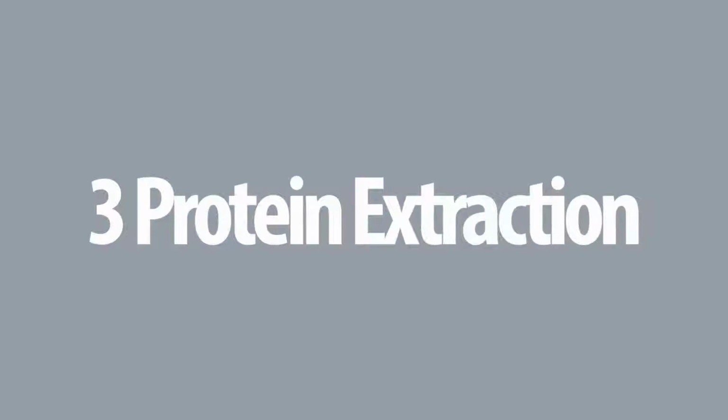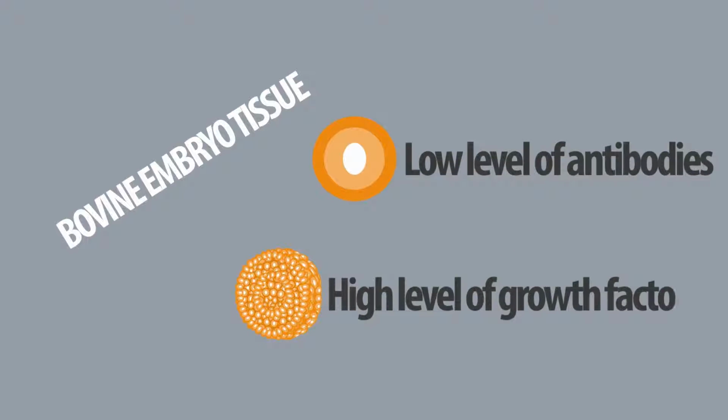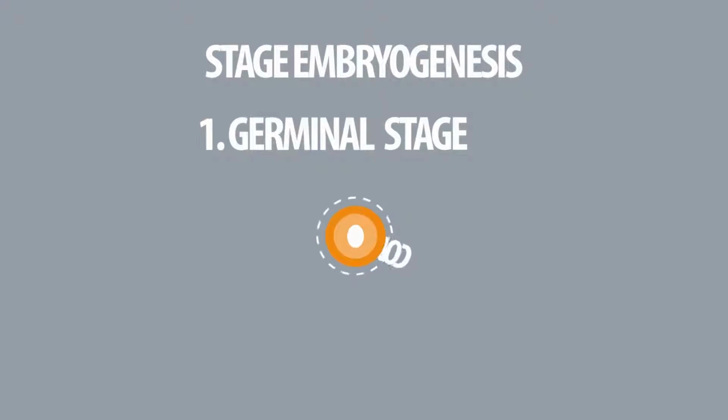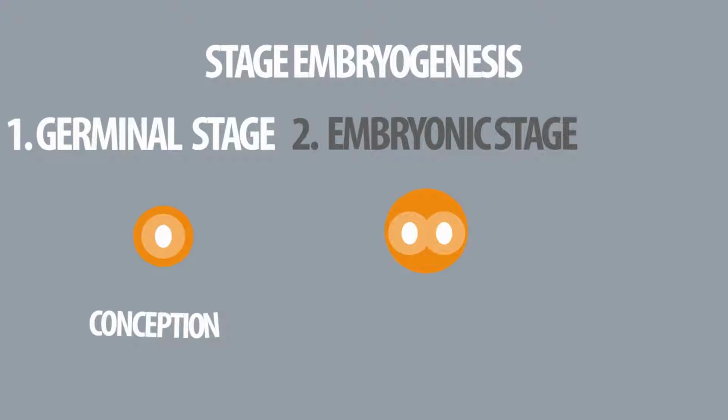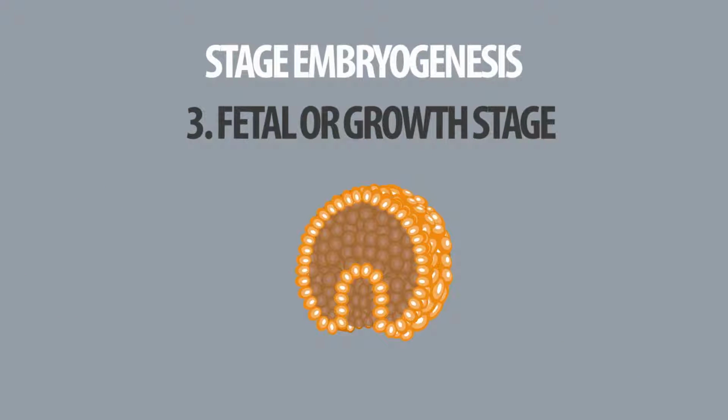Protein extraction. The proteins used in our treatments are obtained from bovine embryo tissue because of its low level of antibodies and high level of growth factors. This allows for versatility in many different cell culture applications. The embryogenesis consists of 3 stages. 1. Germinal stage, involving the conception. 2. Embryonic stage, when cellular differentiation occurs. 3. Fetal or growth stage.